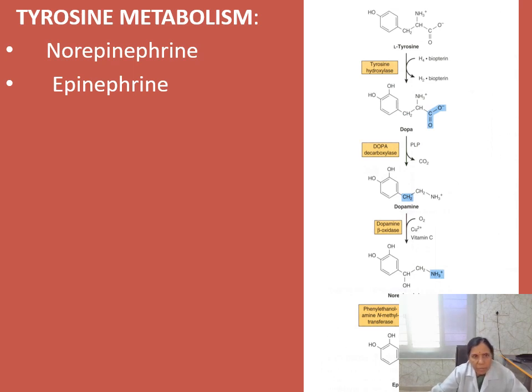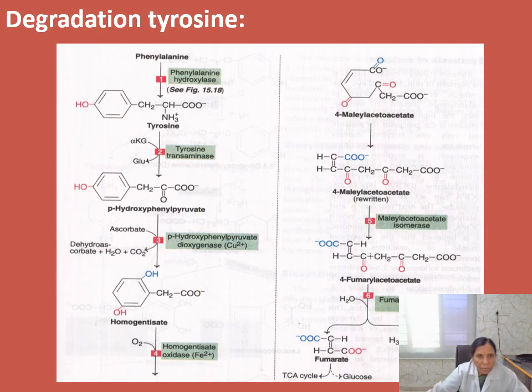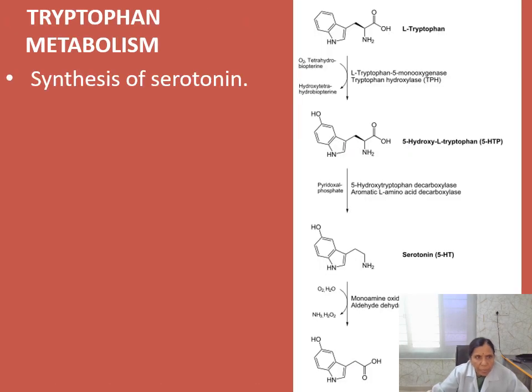Vitamin C is very important in tyrosine metabolism. It gives rise to norepinephrine and epinephrine, the catecholamines. So this is the degradation of tyrosine. See here. In tryptophan metabolism also vitamin C has a good role, in the synthesis of serotonin.